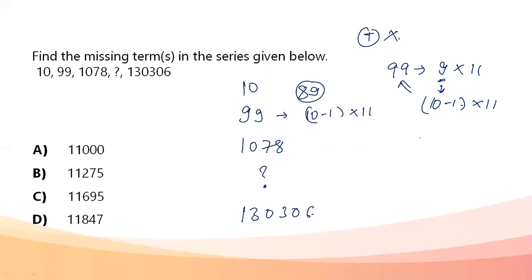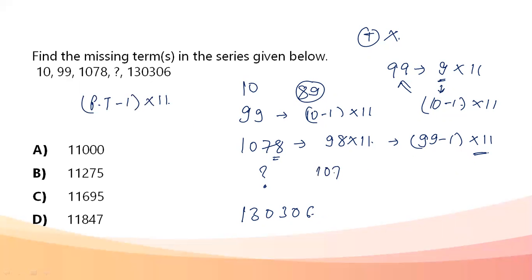Now, but how do I get 1078? 1078, I could have written it as 98 into 11. 98 could be obtained as (99 minus 1) into 11. So one thing that I observed here is the next term is obtained by (previous term minus 1) into 11. Same thing if I can do here, if I can do (1078 minus 1) into 11, I would get this blank space that I'm looking for. This blank space, I'm going to obtain it in this way only, because the pattern that I observed was (previous term minus 1) into 11.